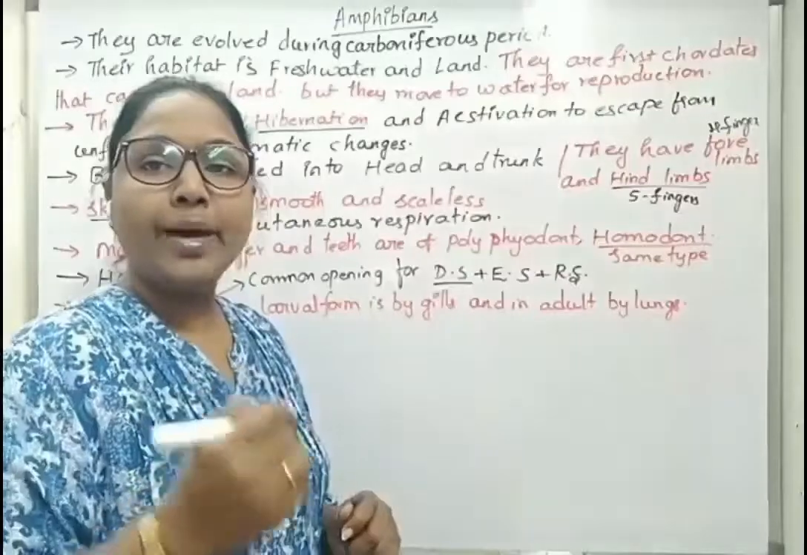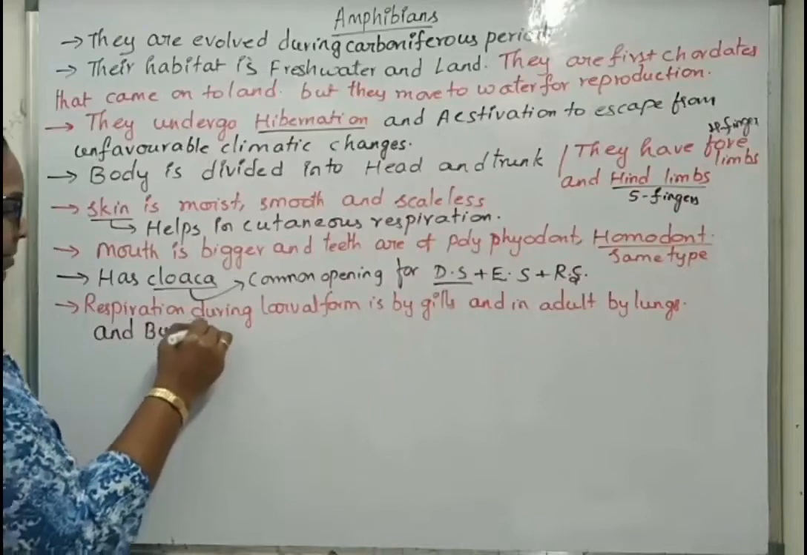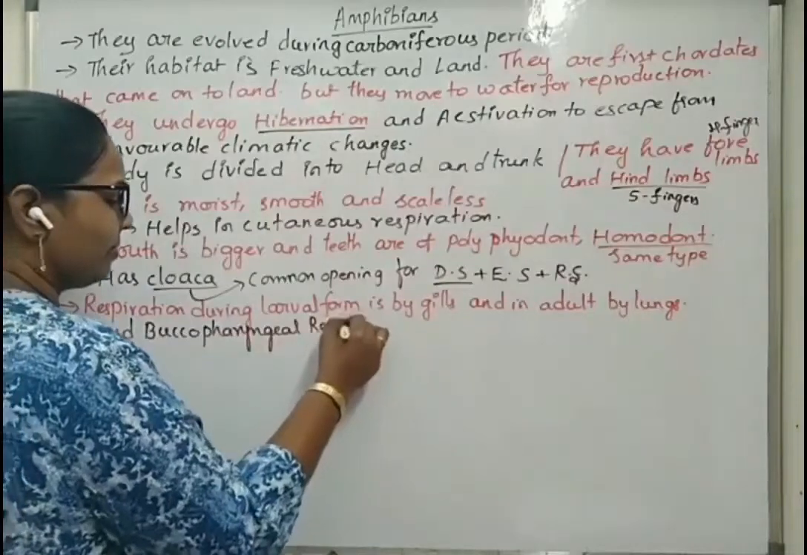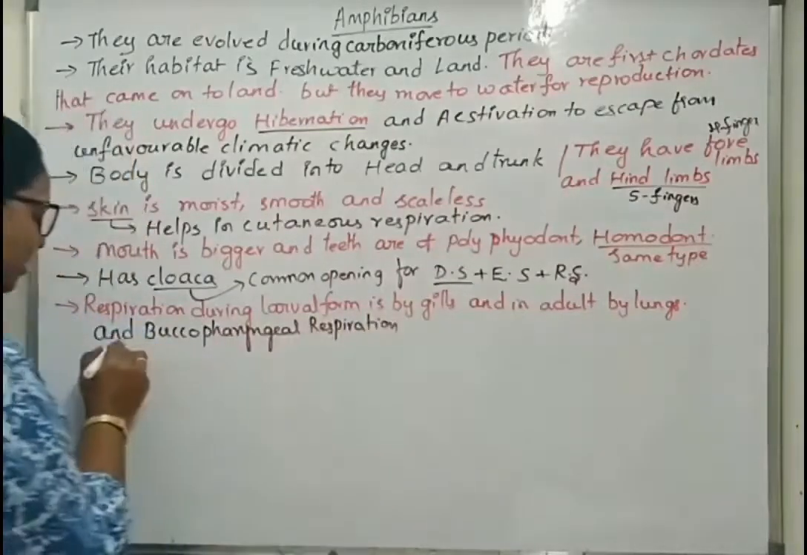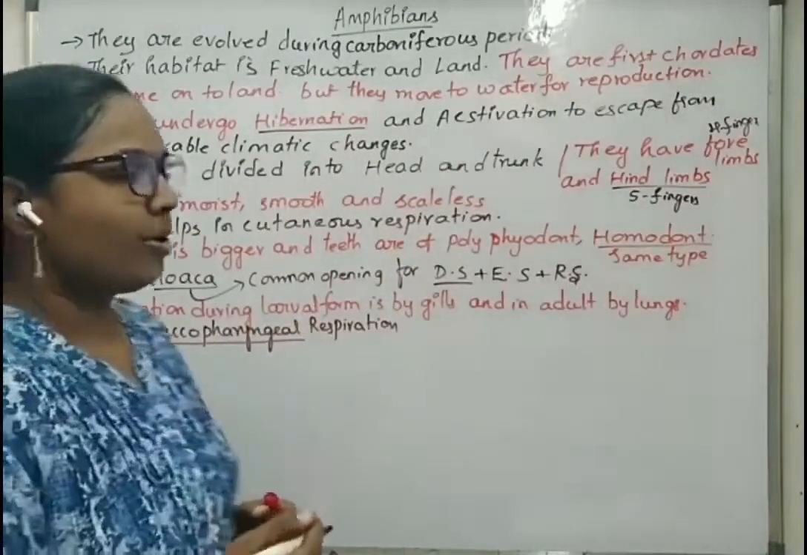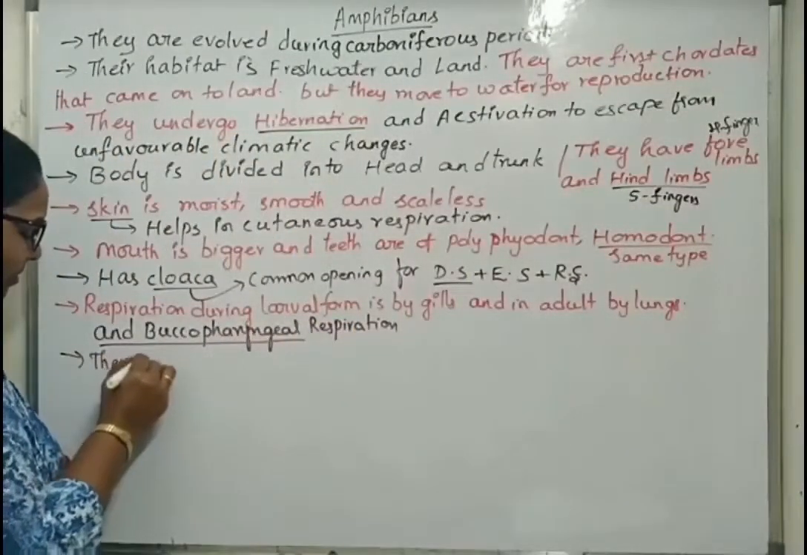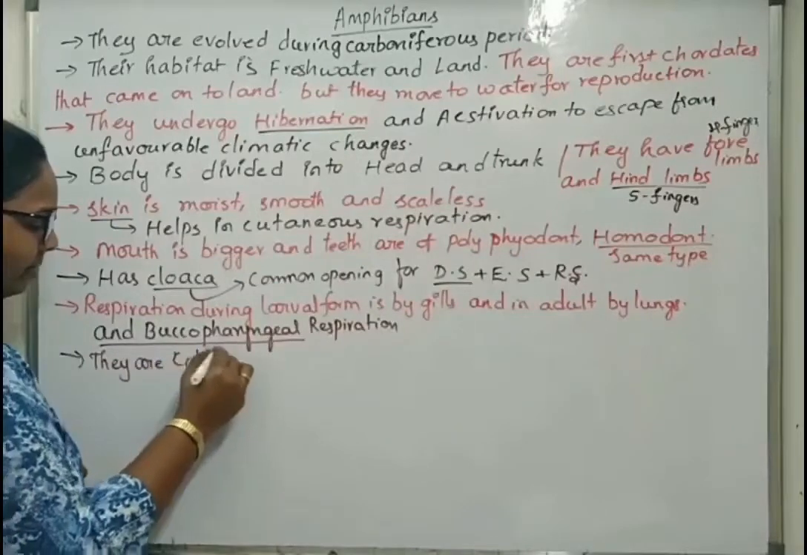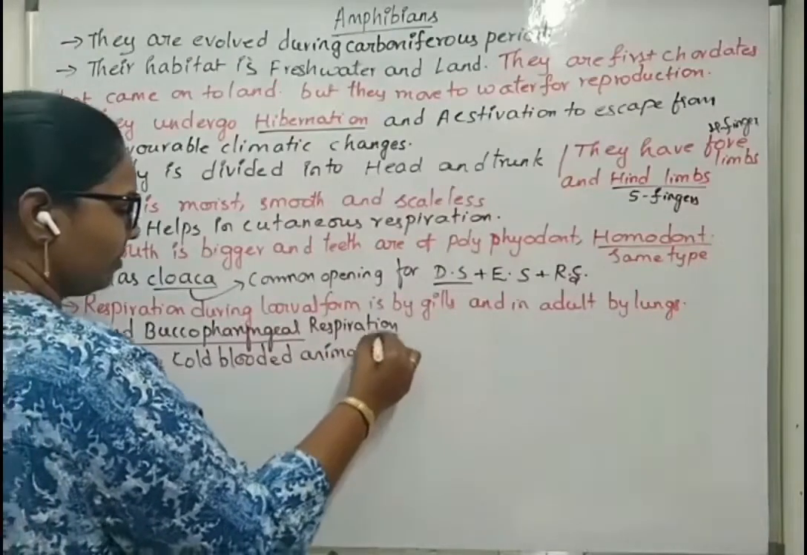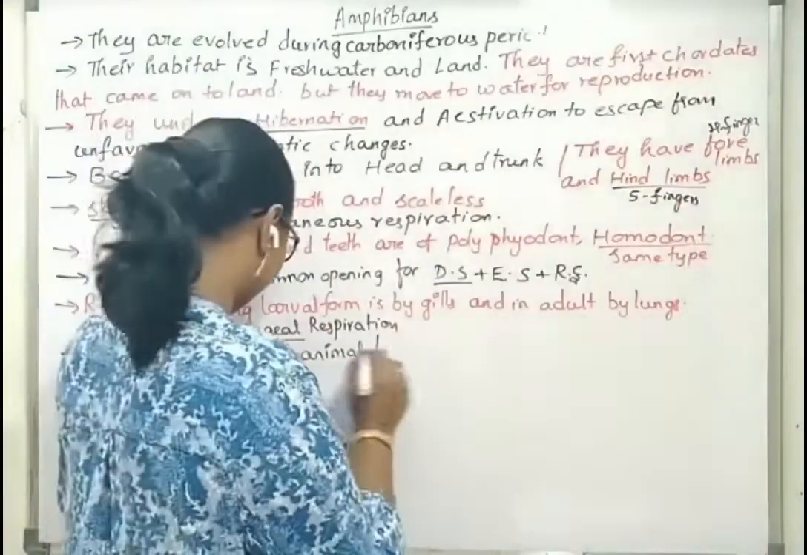Amphibians also exhibit buccopharyngeal respiration. Next, they are cold-blooded animals or poikilotherms, means which have the capacity to change their body temperature according to surroundings.